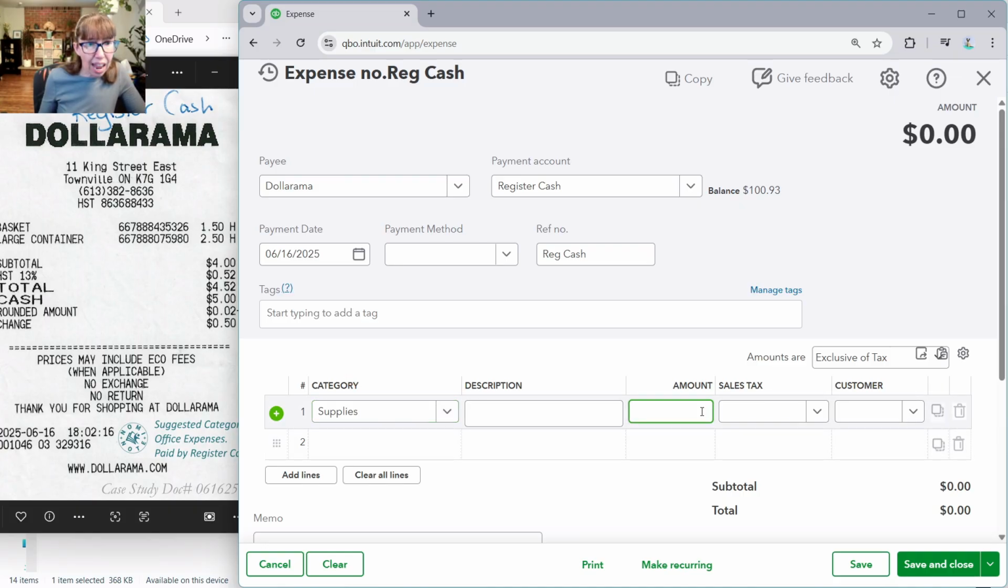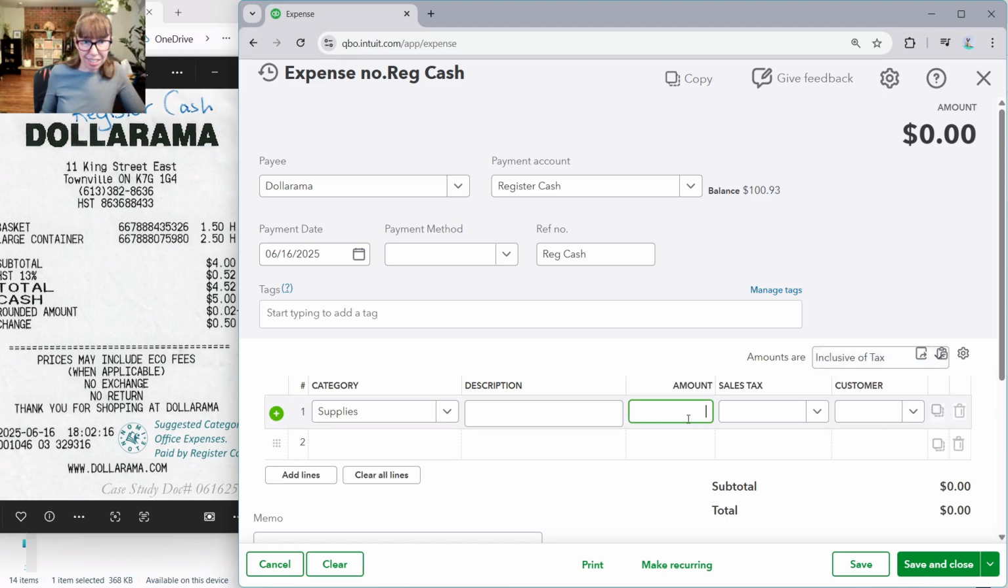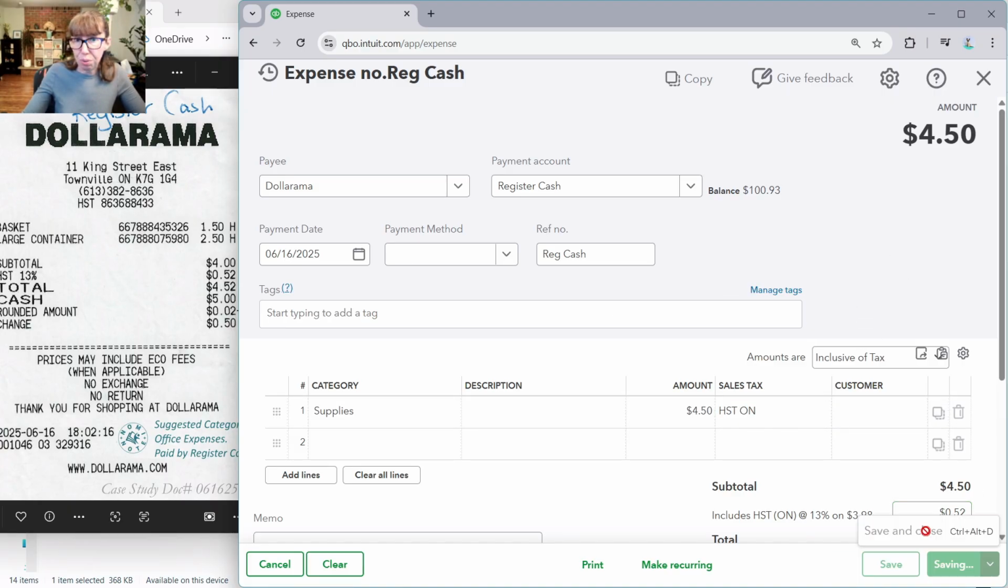And interesting, it says it's $4.52, but it also notes that there's the rounded amount because we don't have pennies anymore in Canada. So we're just going to put this in as inclusive of tax because I want to get all of that HST credit, every penny. We're going to say $4.50. That is HST. Oh, see how it thinks that the HST is 52 cents. Excellent. All right, let's save and new and see what the next one is in the folder.